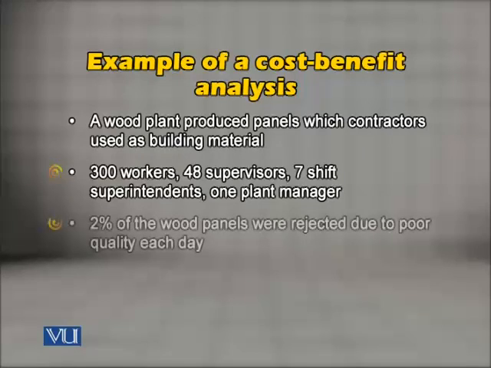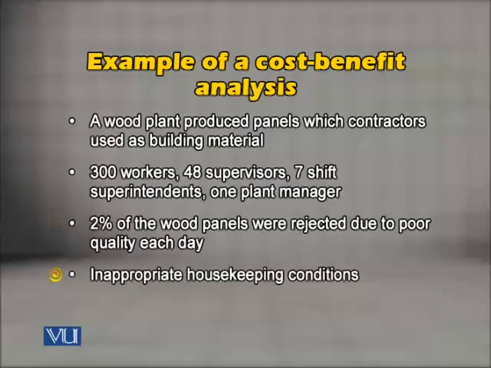The problems these people were facing were that 2% of the wood panels were wasted because of lesser quality, and there were inappropriate housekeeping conditions such that the panels were stacked in a way in which they would fall down on the workers. वो गिर जाते थे क्योंकि वो सही तरह से उनको स्टैक नहीं करते थे, उनको तरतीब से रखते नहीं थे. और तीसरा जो प्रॉब्लम था वो ये कि एक्सीडेंट्स जो थे वो इंडस्ट्री एवरेज से ज्यादा थे.